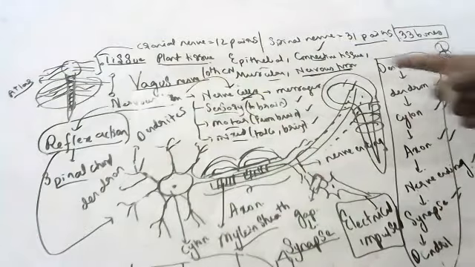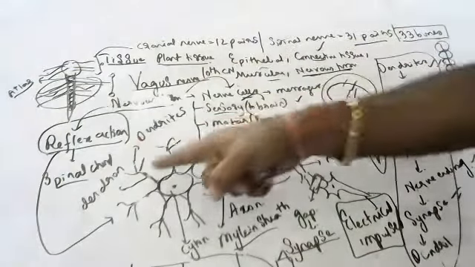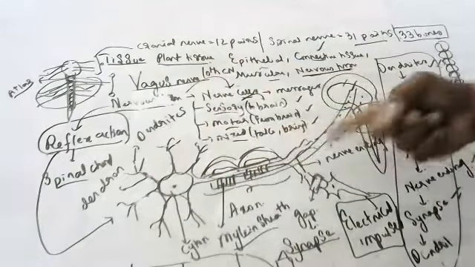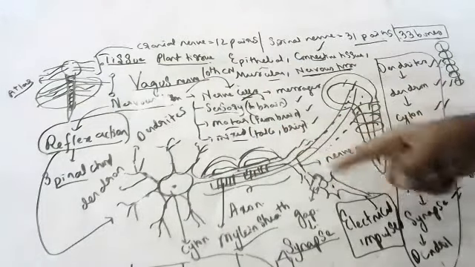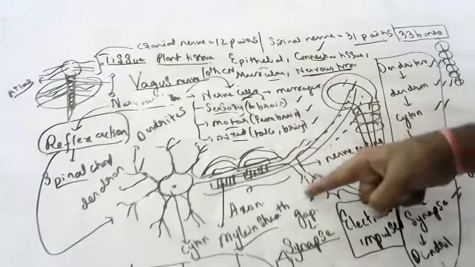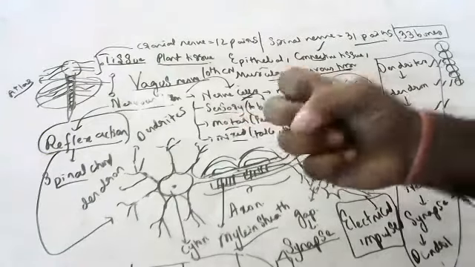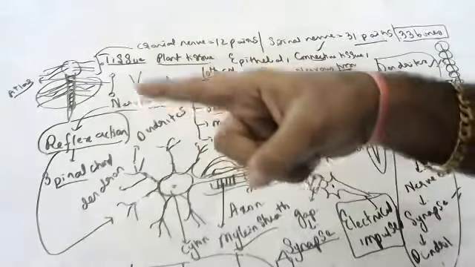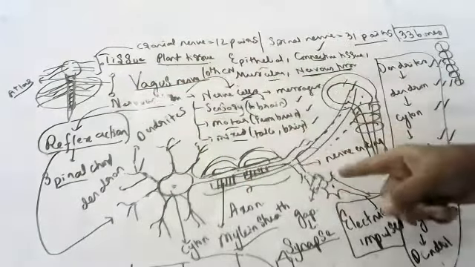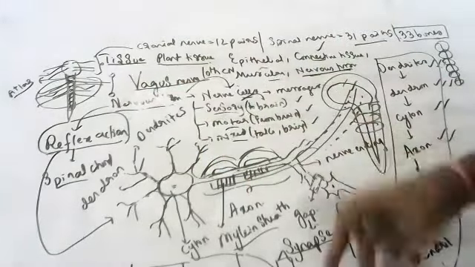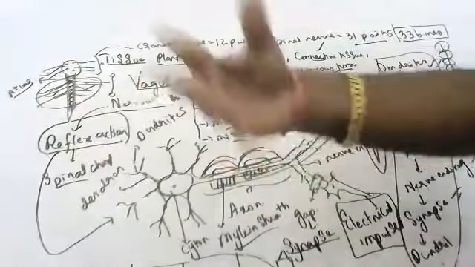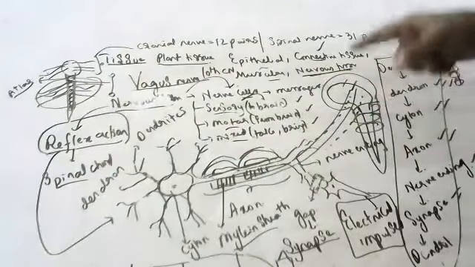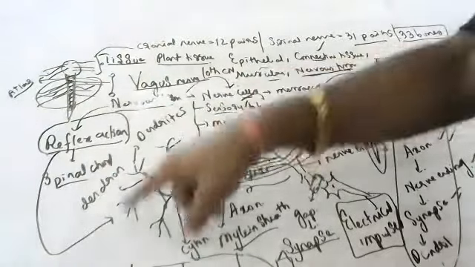Again, dendrites combine to form dendrons, then combine to form cyton, then combine to form axon, then combine to form nerve endings. Nerve endings will join to other nerve cells. The gap between two nerve cells is called synapse, and at the synapse, this nerve cell will release a chemical called acetylcholine. That chemical will give the message to the next nerve cell. That next nerve cell will pass it to the next nerve cell. Like that, so many nerve cells combine and go to the brain.